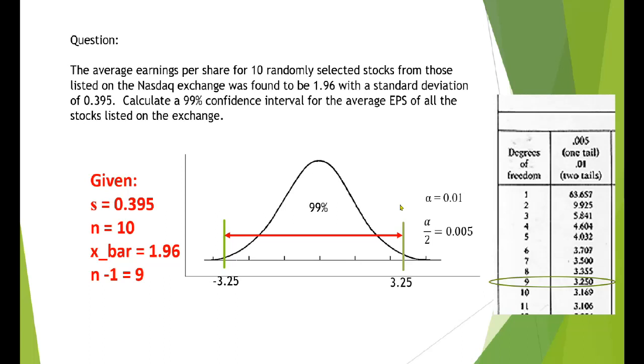So we'll just go down that column and find 9. I have it circled there, and the value for t then is 3.25. Therefore we're looking at negative 3.25 and positive 3.25 as the t values for our boundaries. And notice this time our alpha is equal to 0.01 because we're working with a 99% confidence interval. And in each of those tails, we will find 0.005, alpha over 2. That's the area in the tails.